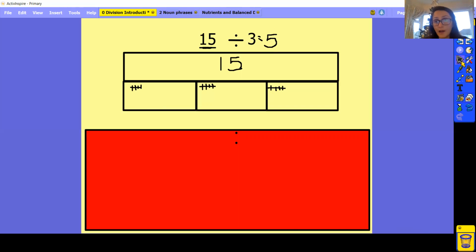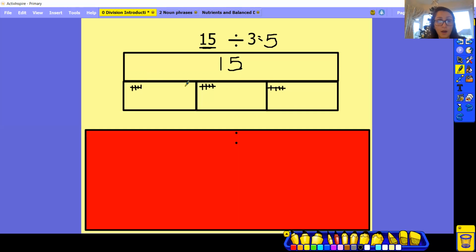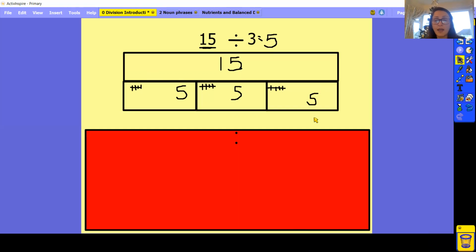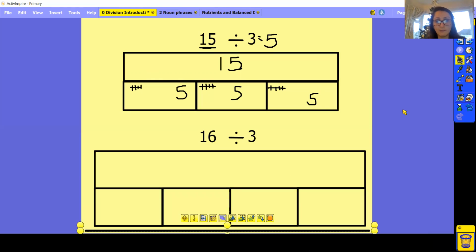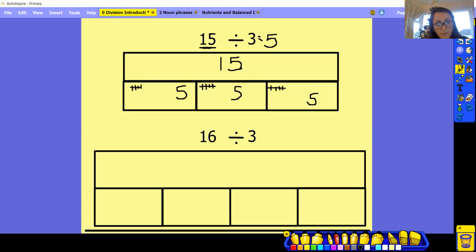If you know your division facts really well, if you know your 3s super well, you could easily have just gone 3, 6, 9, 12, 15. You know that each box is going to be worth 5, 5, 10, 15. Have a go at that. If you know your times tables really well, this is why I'm always saying you need to learn your times tables, because your times tables will make things much easier.